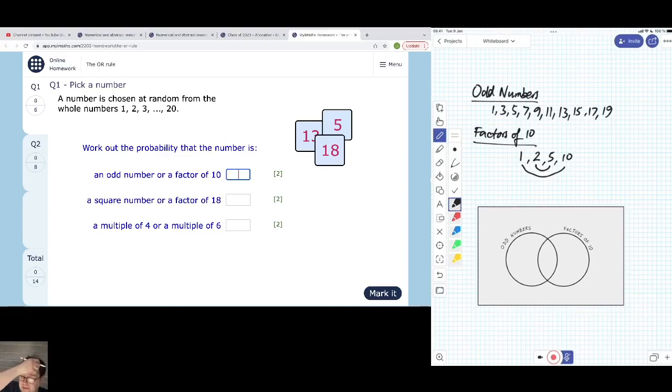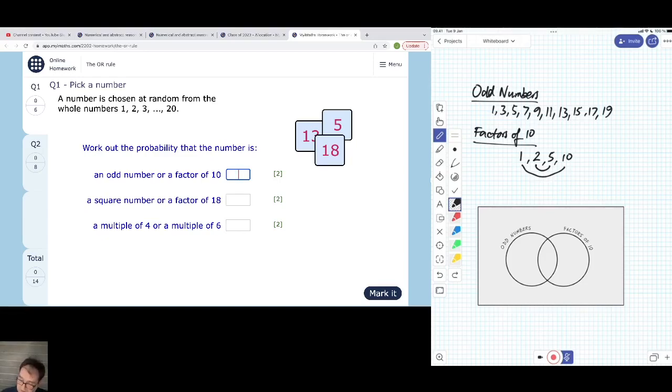So we could put these in a Venn diagram. I've got one circle here for odd numbers and one circle here for factors of 10. And there are some things that are on both lists. So odd numbers and factors of 10 are not mutually exclusive. There's some overlap between them. So let's just fill out the Venn diagram then.